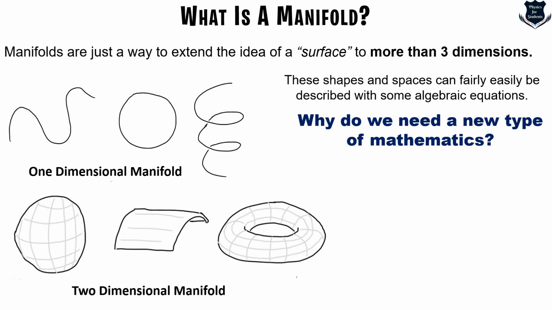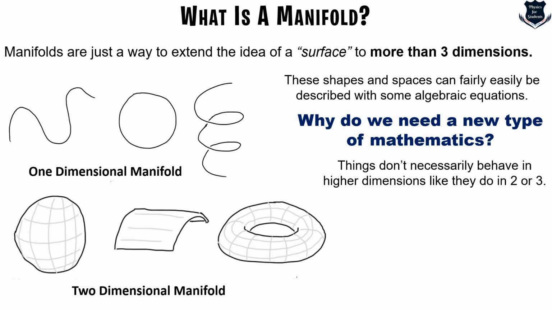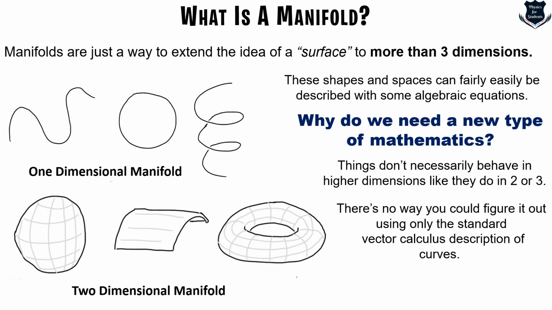It does not necessarily always behave like higher dimension. That means when we move to two, three or four or higher dimensions, things won't be that easy, things won't behave in that way that we just use algebraic equations to do that. So there is no way you could figure it out using only the standard vector calculus or differential calculus. That is the reason we need this new kind of mathematics.